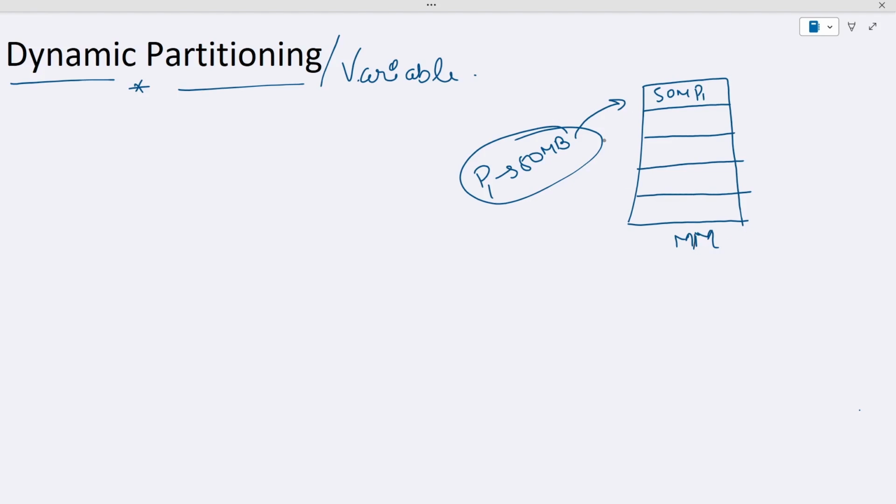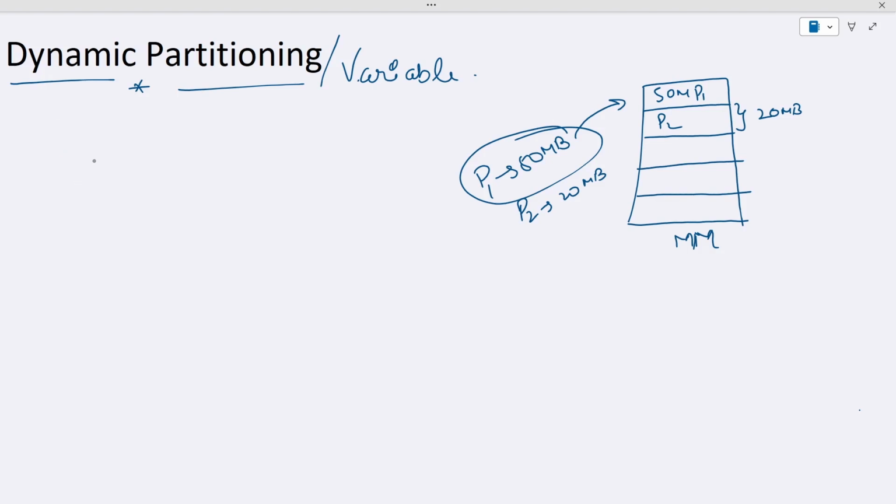And let's say that P2 needs 20 MB of space. So main memory allocates a 20 MB block to the P2 process. That's why it's called dynamic partitioning or variable partitioning.